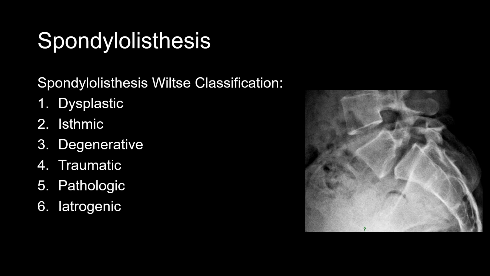Pathologic would be because of either a tumor or infection or something destroying any kind of structures, like any posterior elements, to allow the vertebral body to slide forward. And then lastly, iatrogenic, or essentially intervention-based or surgical-based reasoning for it. So if somebody went in and had a laminectomy, for example, and then a spondylolisthesis resulted after that, that would be considered iatrogenic.